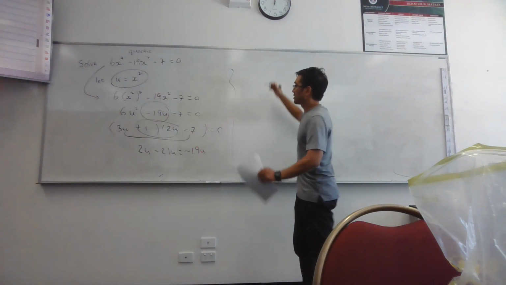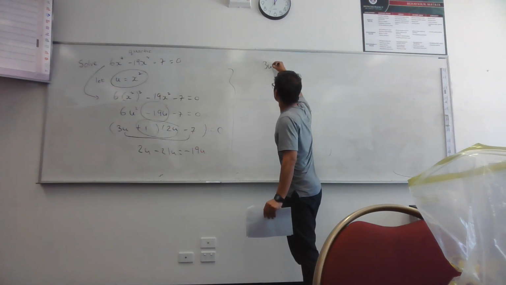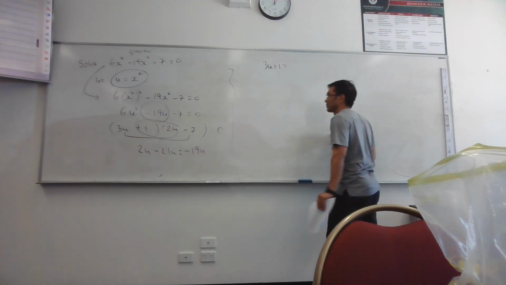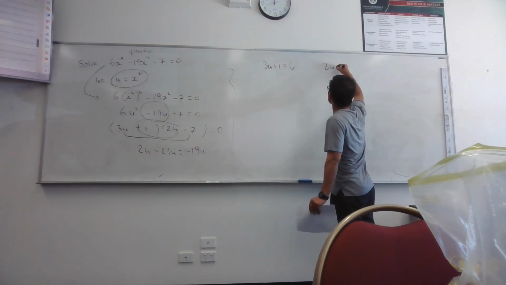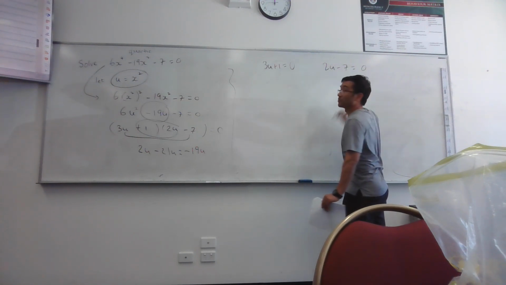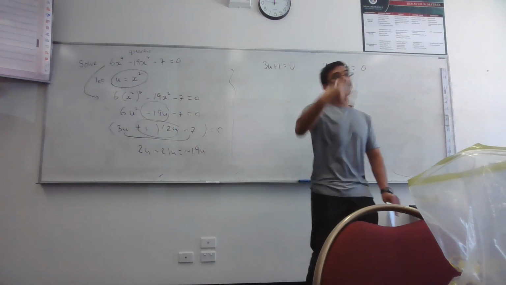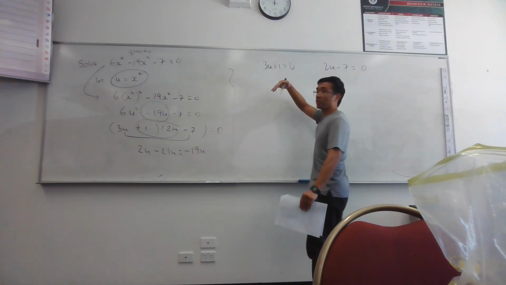Now we need to solve this. What's 3u plus 1 going to equal? Zero. And what's 2u minus 7 going to equal? Zero. As we did with our x's and u's, we do the same thing.